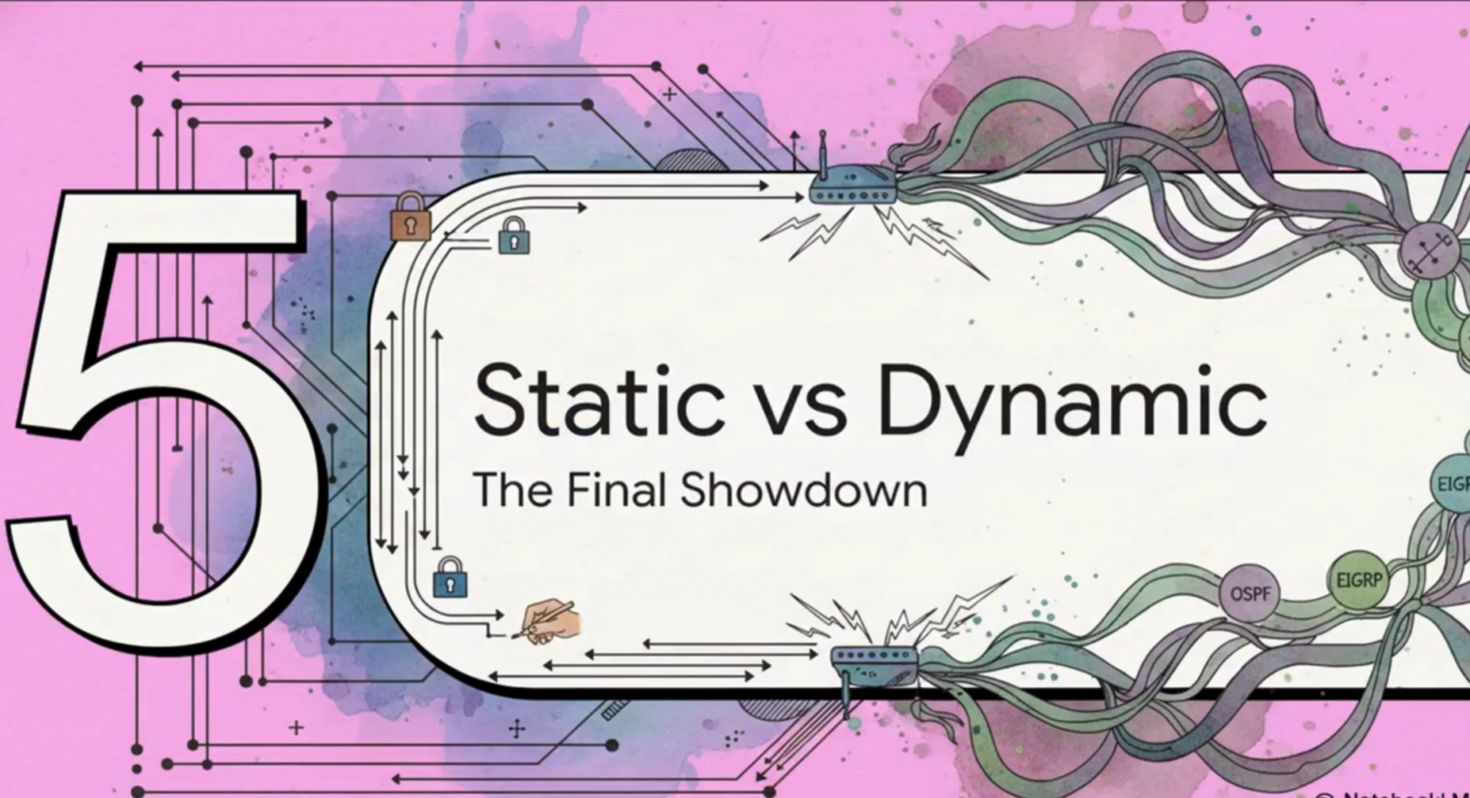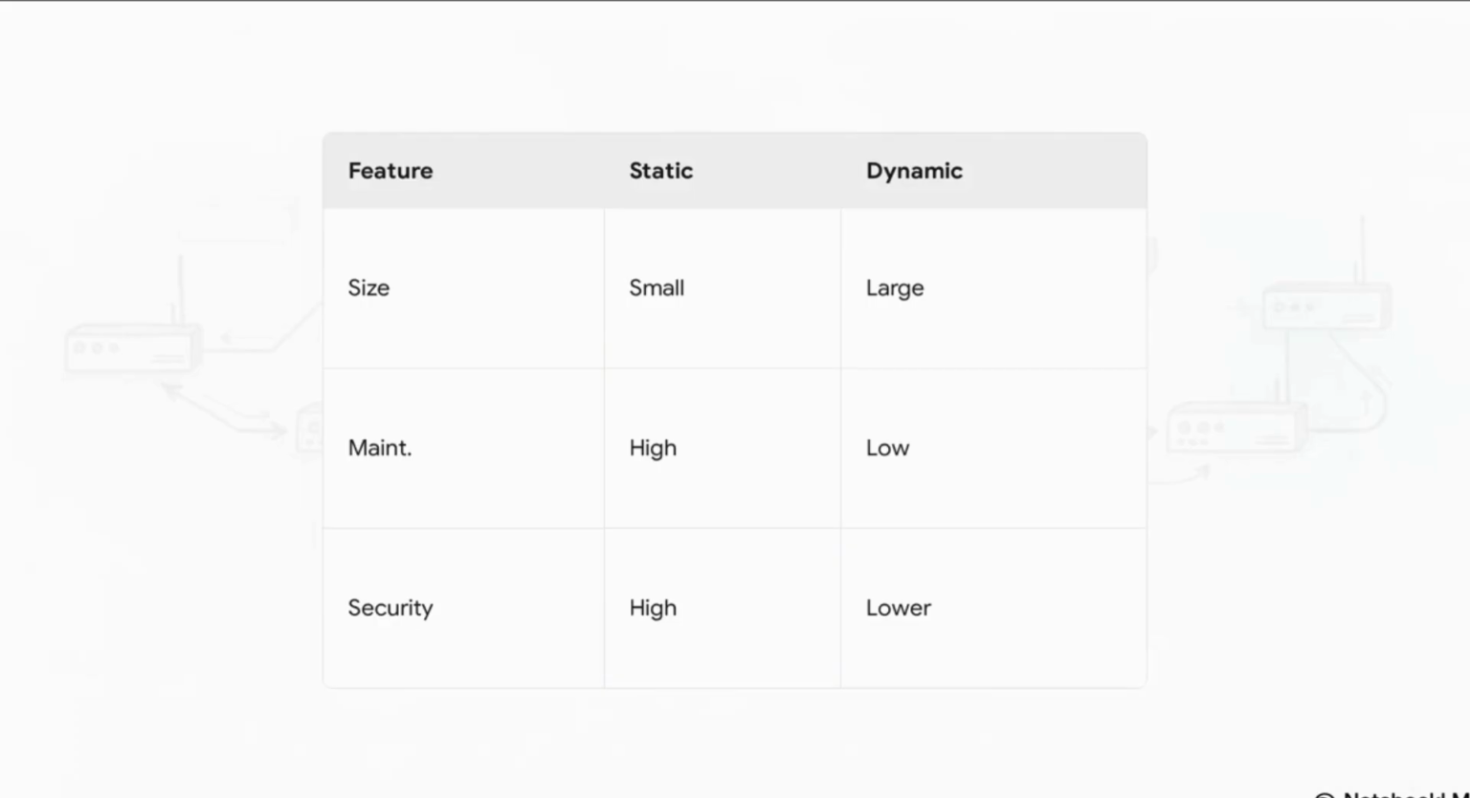And finally, Section 5, Static versus Dynamic Routing. We are officially entering the final showdown, placing our manual static routing approach directly head-to-head against automatic dynamic routing protocols like OSPF or EIGRP. This comparison brilliantly illustrates the core tension in network design. When we talk about network size, static routing is best for small, simple, or what we call stub networks, whereas dynamic routing is the go-to for large, complex enterprise networks.